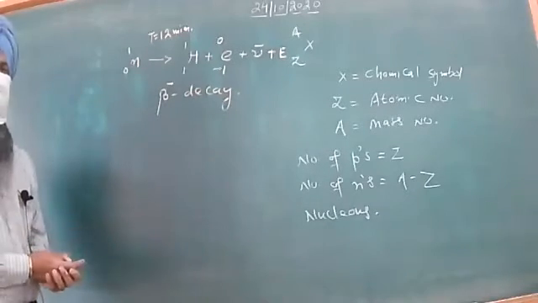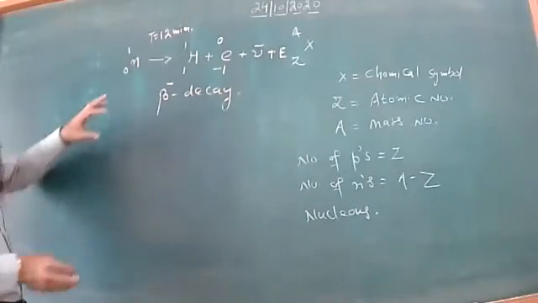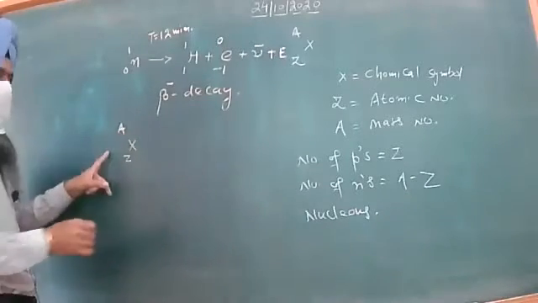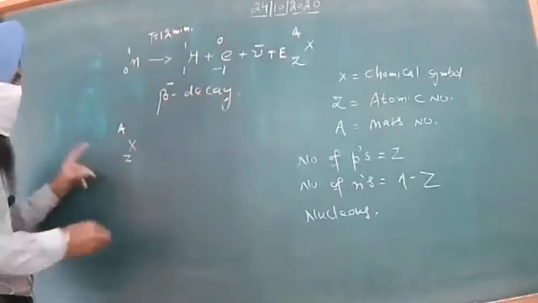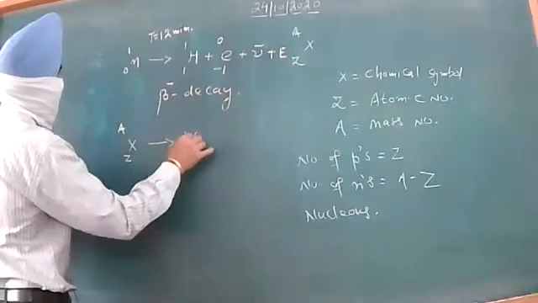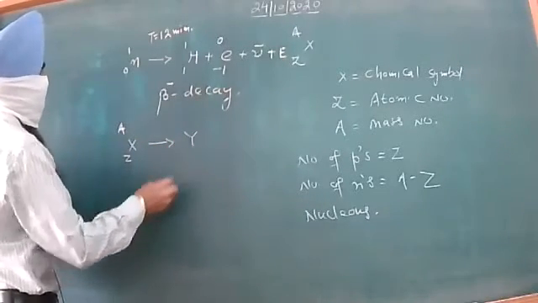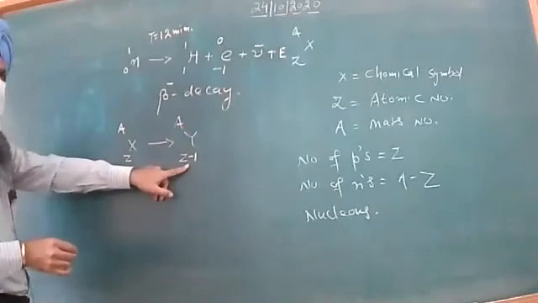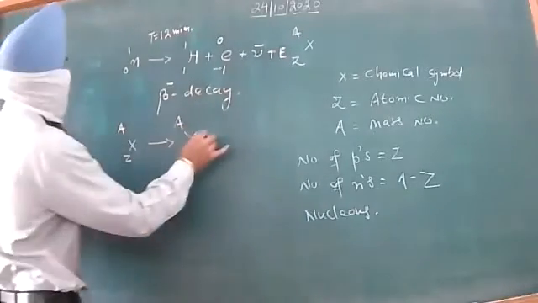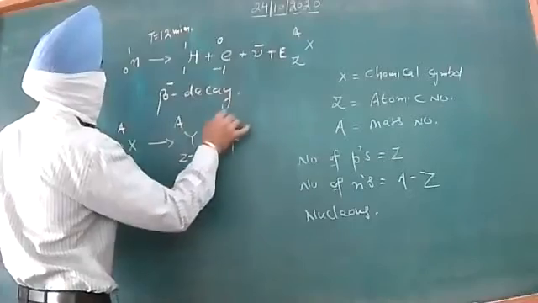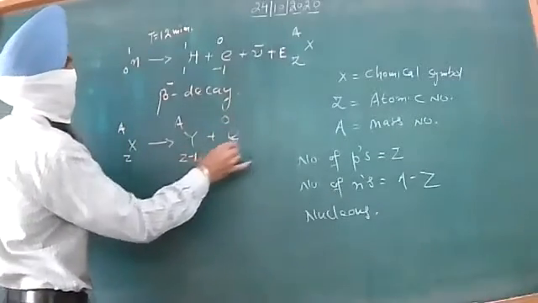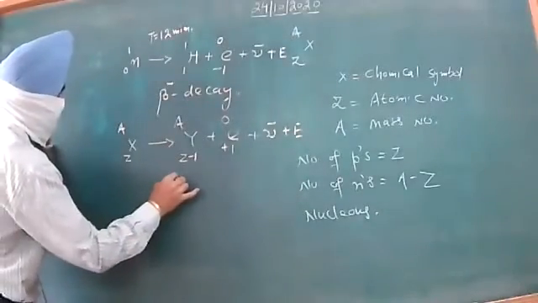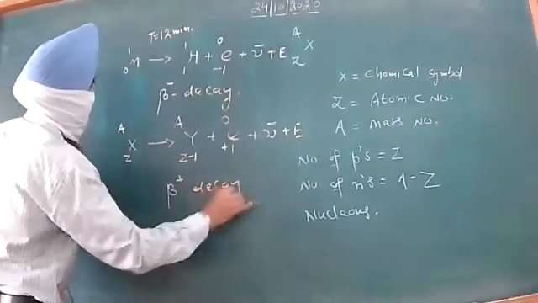There is one more type of decay in which suppose we have X, Z, A. This is our nuclear state. When it changes into another state of this type, Z minus 1, A, here the atomic number is getting decreased by 1 and it will be plus over here. Plus antineutrino plus energy. This is called beta positive decay.